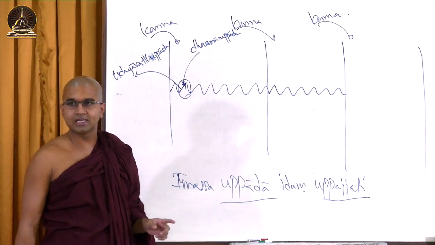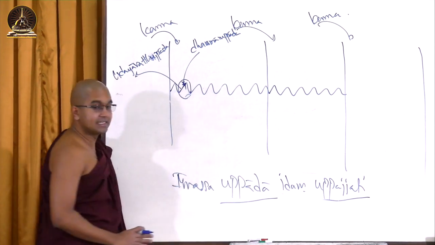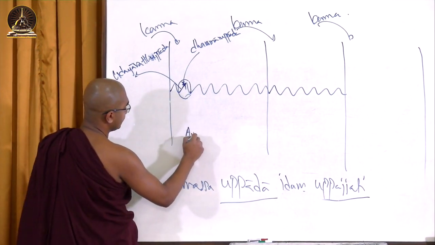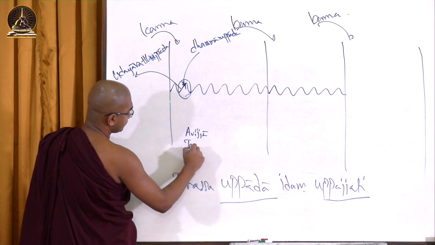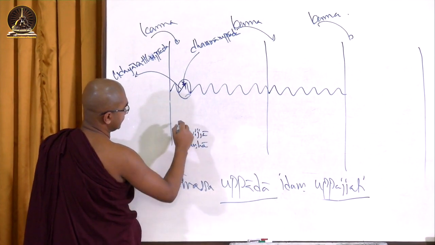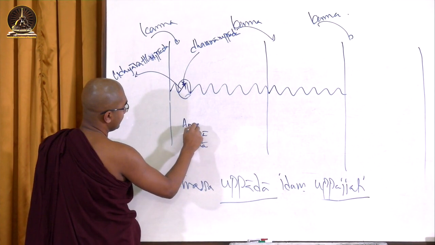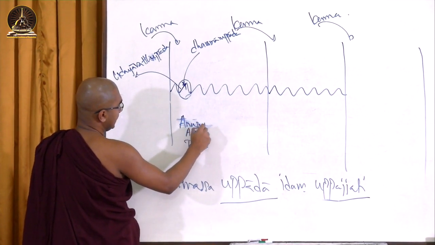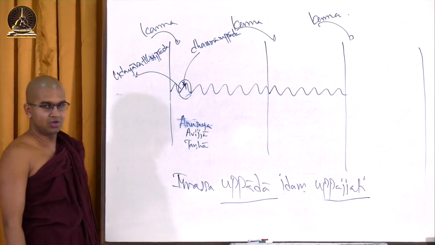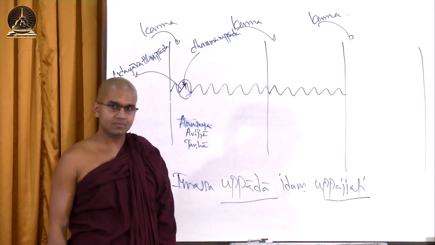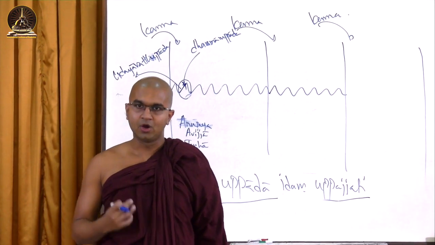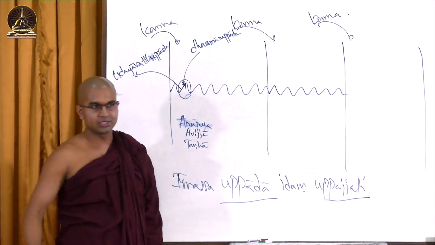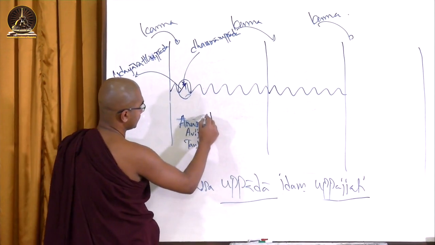Then the important points are, we find the latent tendencies, the anusaya. If I say avijja and tanha, this is the latent anusaya, avijja and tanha. If I write in Pali, I hope you understand this. As long as they are not eradicated, they have the possibility of arising as mental states. They have the potential to arise.